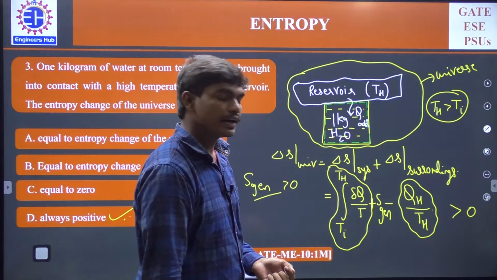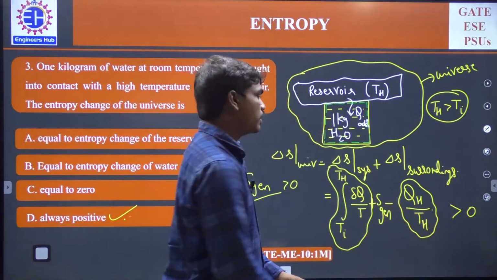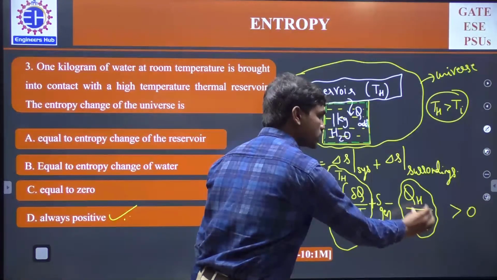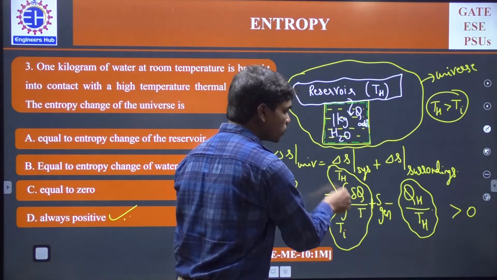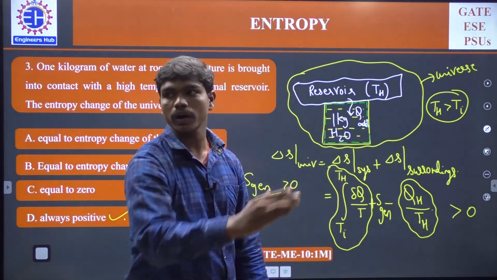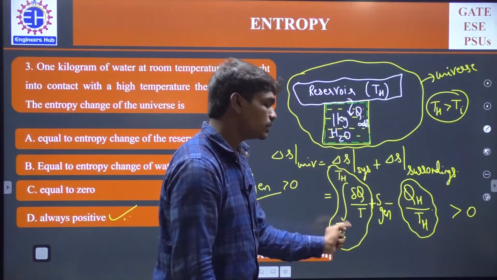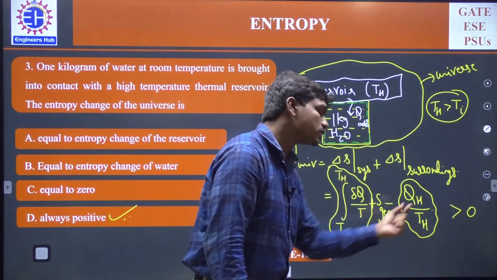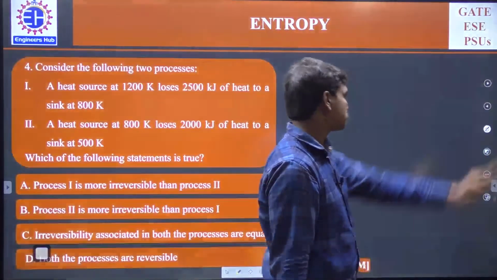Clear? Did you all understand why this term will be more than this QH by TH? Because this TH is constant throughout the heat transfer. But here, this T is somewhat lower than this TH for most of the process. So this value will be numerically more because this T is less when compared to this TH. Okay. So we are going for the next question.